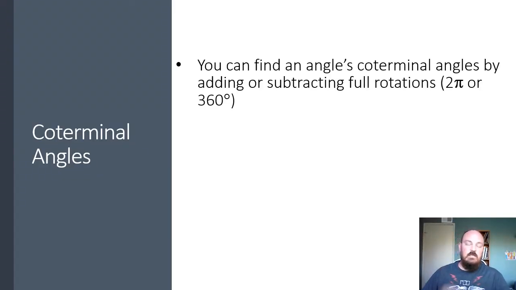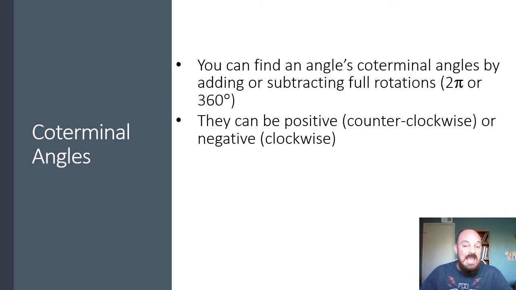So basically, if you have an angle and you go one full rotation around the circle, you'll end up at the same place. That's what we mean by coterminal angles. So that means if you need to find coterminal angles, you can do that by either adding or subtracting, forwards or backwards, full rotations. If it's radians, you're adding or subtracting 2 pi, that's one rotation. And if it's degrees, you're adding or subtracting 360. If you add, you're moving forwards, that's counterclockwise. And if you subtract, you're moving backwards, that's negative or clockwise.